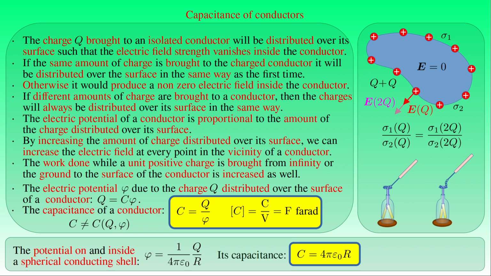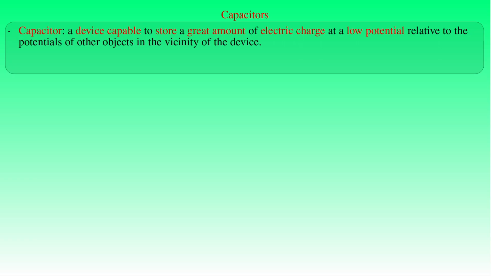For example, if we approximate Earth as a sphere of radius 6,370 kilometers, then this formula gives 700 microfarad, and only a sphere 1,500 times greater than Earth has a capacity of 1 farad. This example illustrates that a single conductor isolated from other objects has an extremely small capacitance. However, in practice there are many areas where devices are required that are capable of storing a great amount of electric charge at low electric potential relative to the potentials of other objects in their vicinity.